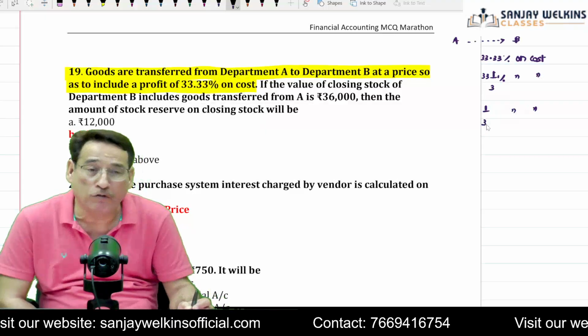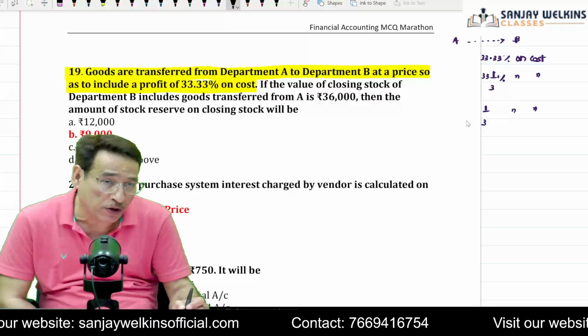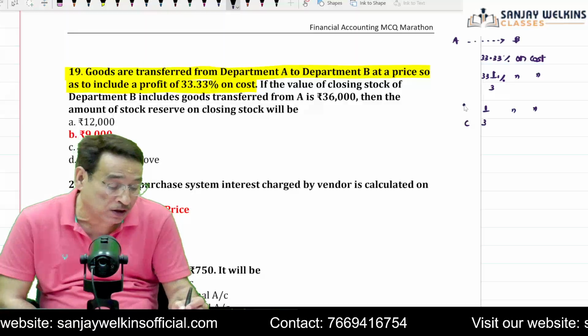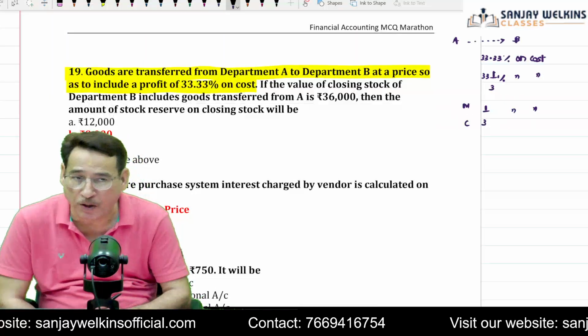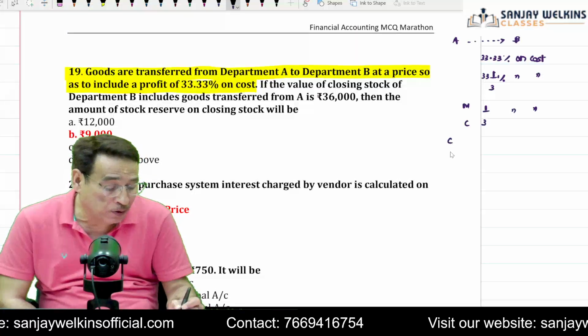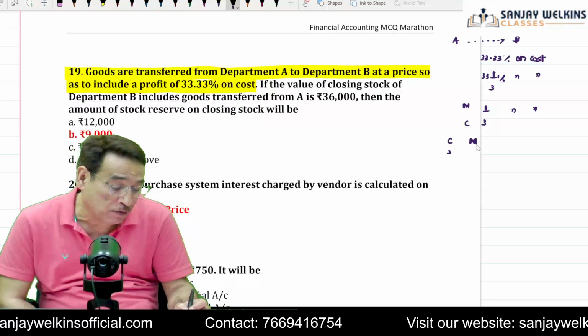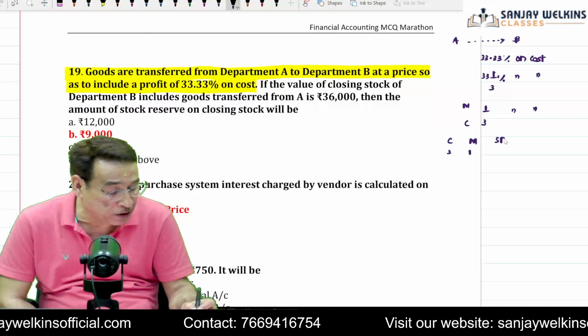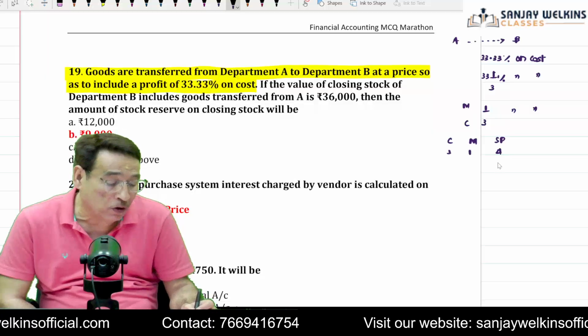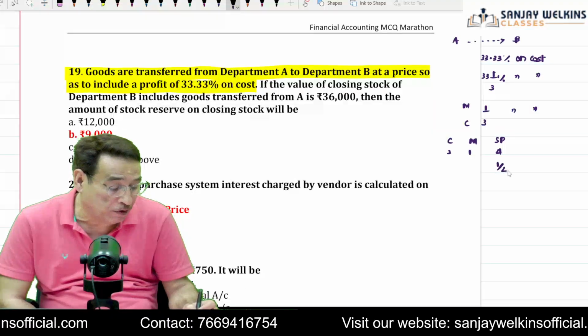It will be equal to 1/3 on cost. On cost means that in the denominator there is cost and in the numerator there is margin. So now we come to know that cost is 3, margin is equal to 1, so obviously the selling price must be equal to 4. So the rate of margin on selling price will be equal to 1/4.